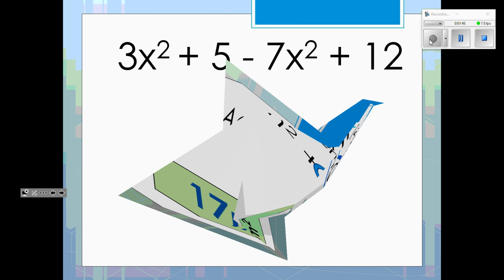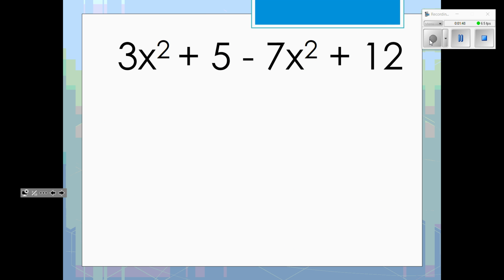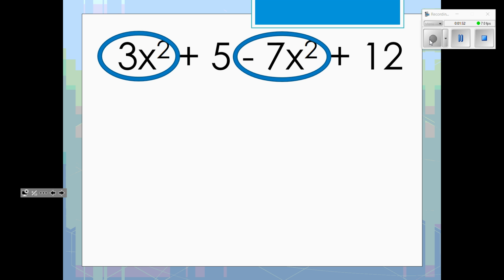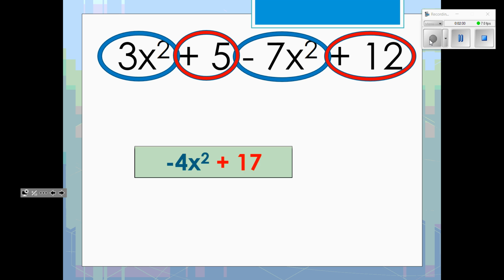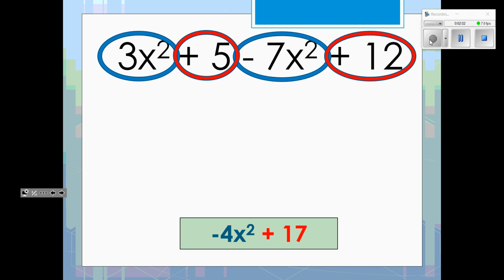You're always looking for like terms. If you look up here, we have 2 terms that are like. We have 2 that are x squared, so we can combine them. And we have 2 terms that are called constants, without variables, and we can combine them together. And that would be negative 4x squared plus 17.